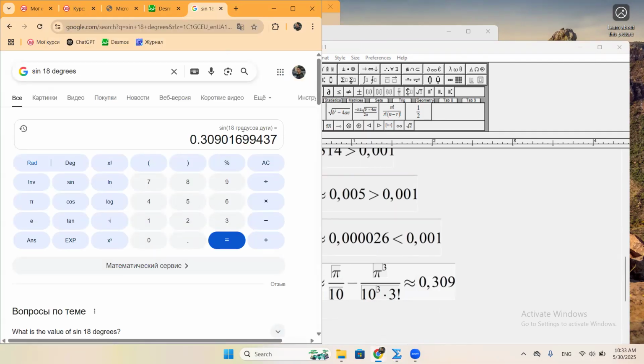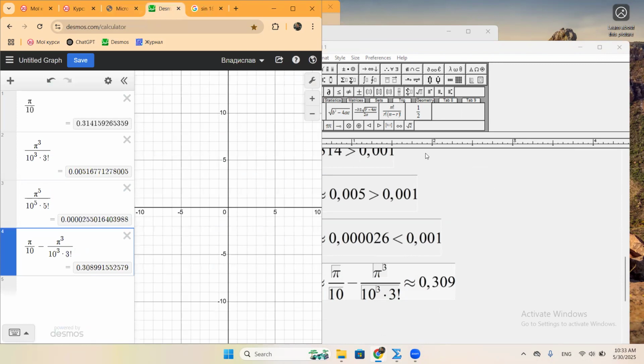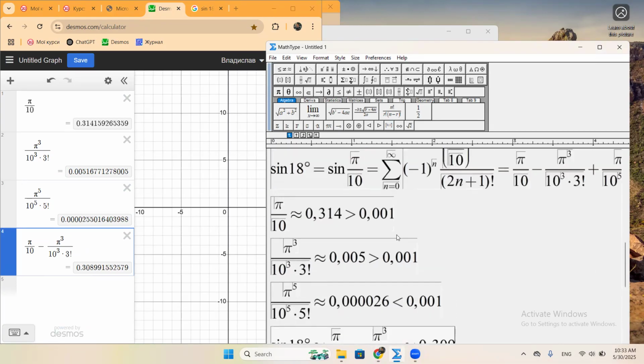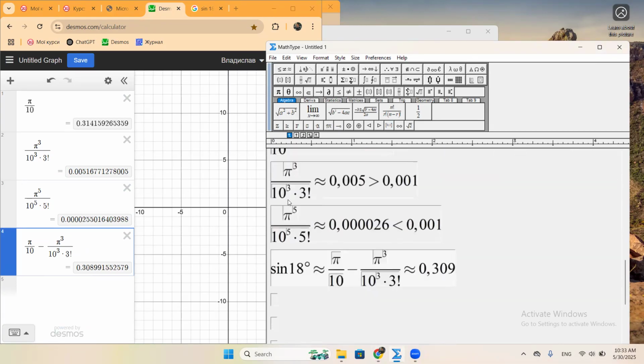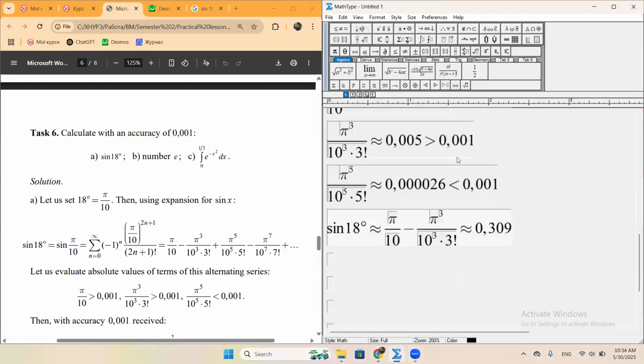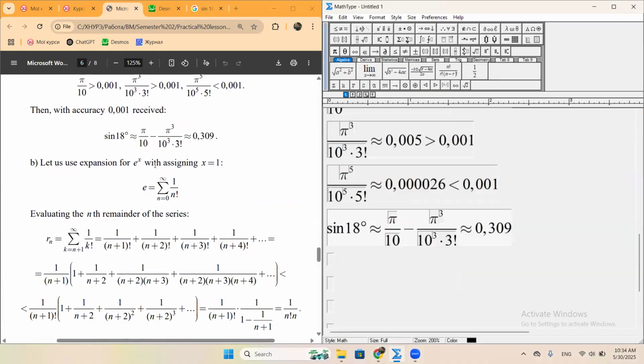Yeah, so actually it is calculated here. By the way, functions such as sine, cosine, exponent, and so on are actually calculated in programming languages using power series. So that's one of the examples. So what next? Number e. Okay, let's just look through this exercise.